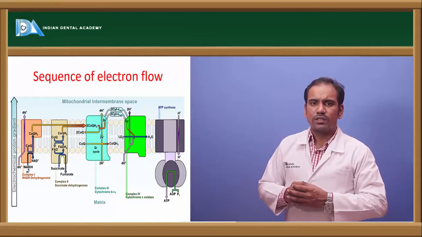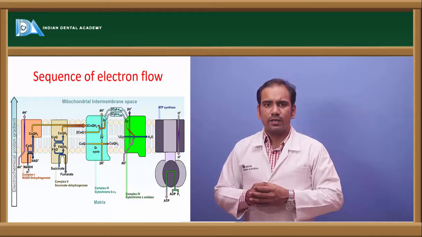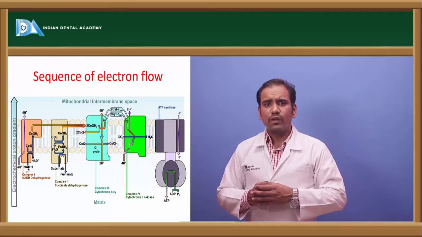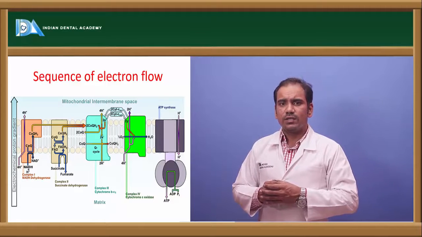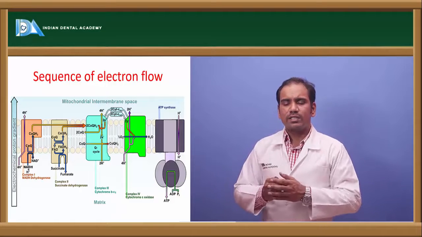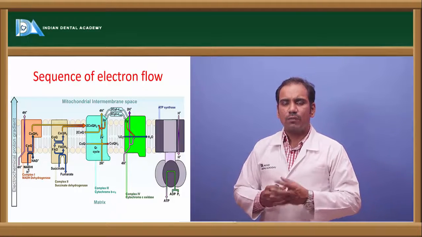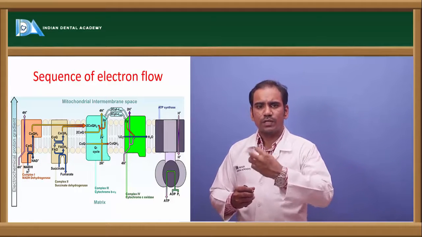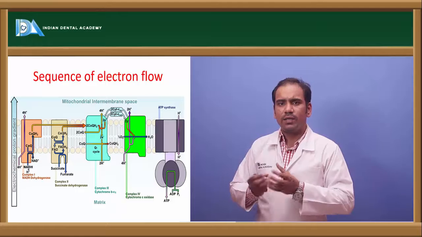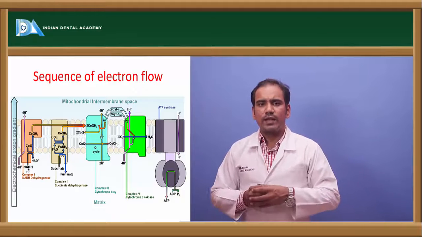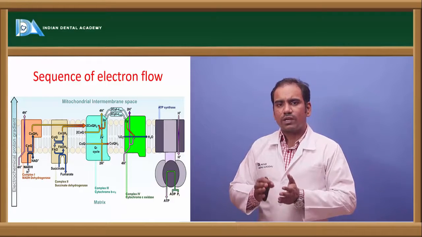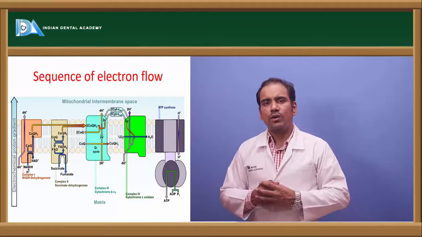In this, complex 4 is nothing but a cytochrome oxidase. Cytochrome a, a3 are the components of the complex 4. So cytochrome oxidase is the complex 4. Now cytochrome oxidase, complex 4, having cytochrome a, a3 in oxidized form, once it accepts the electrons from the cytochrome C, it is reduced to cytochrome a3. So that reduced cytochrome a3 transfers the electrons to the final acceptor of the electrons, that is oxygen.